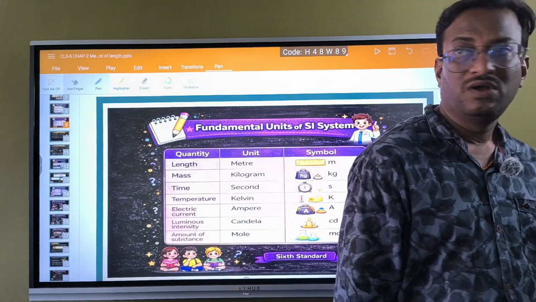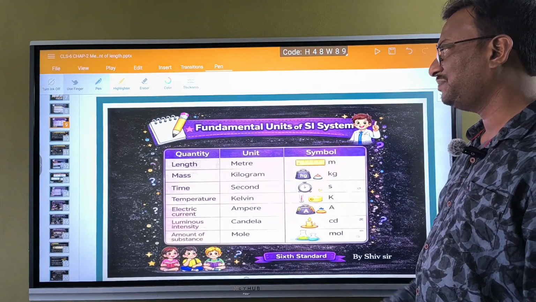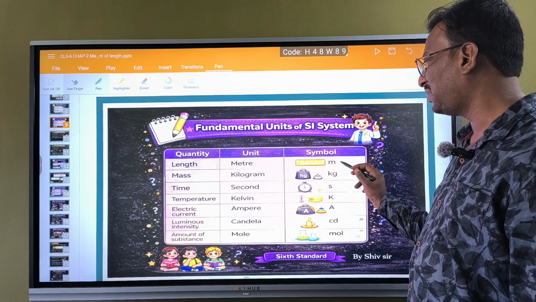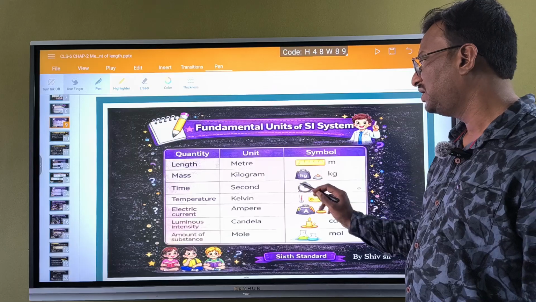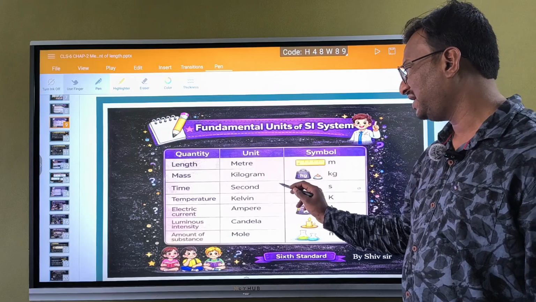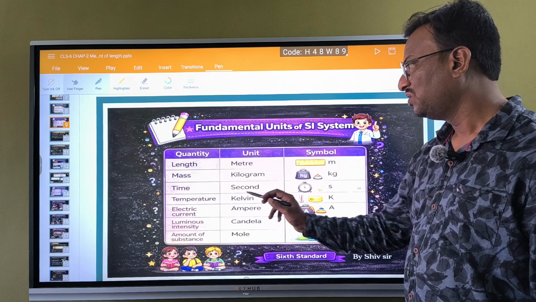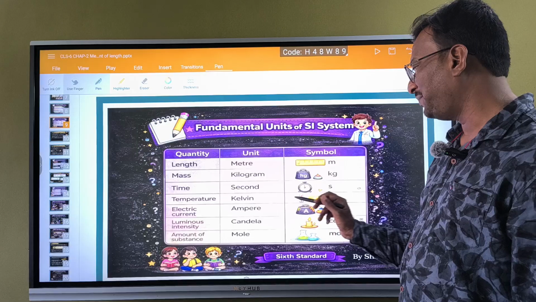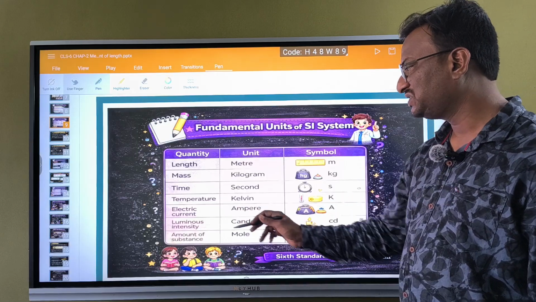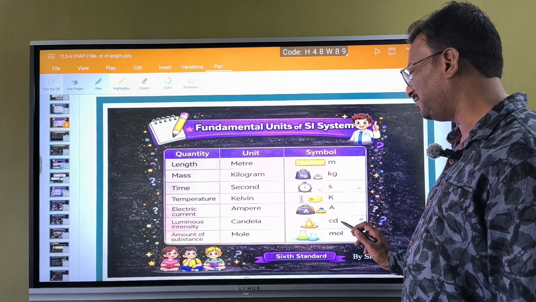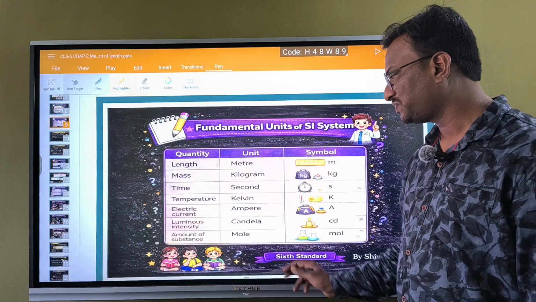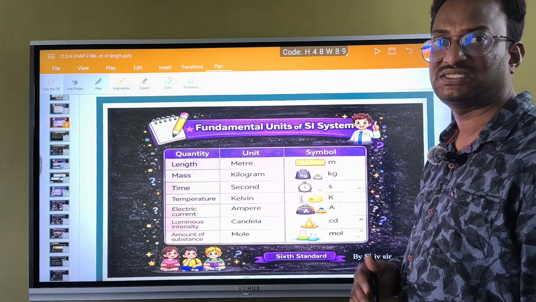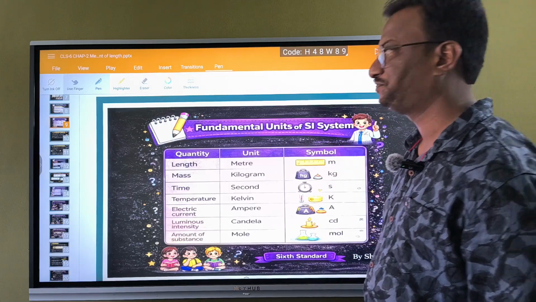Next, fundamental units of SI system. For length, the unit is meter and it is denoted by the symbol small letter m. Mass, kilogram, denoted by kg. Time, second, denoted by small letter s. Temperature, Kelvin, denoted by K. Electric current, ampere, denoted by capital A. Luminous intensity, candela, denoted by cd. Both are small letters. Amount of substance, mole. It is denoted by mol, which is in small letters. You have to denote as it is.